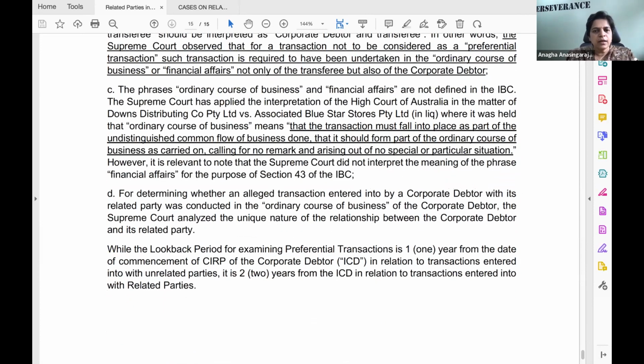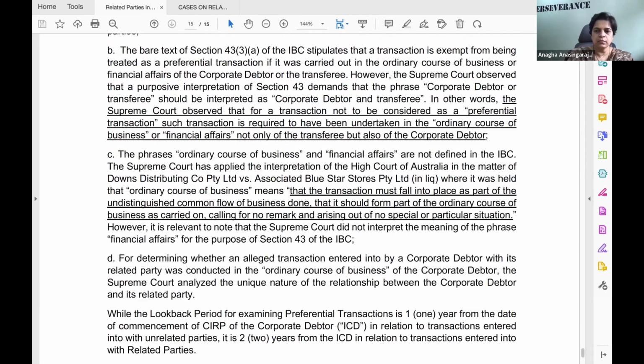Then, for determining whether an alleged transaction entered into by the CD with its related party was in the ordinary course or not, the Supreme Court analyzed the unique nature of the relationship between the CD and the related party for this particular case, and arrived at the conclusion that those transactions were not in the ordinary course and were preferential transactions. The look back period for a preferential transaction is 1 year before the date of CRP. In relation to transactions with an unrelated party, it is 1 year, and for related parties, it is 2 years. So this was just about the theory, some of the case laws on the ordinary course of business. Now we can look at the provisions of the law.